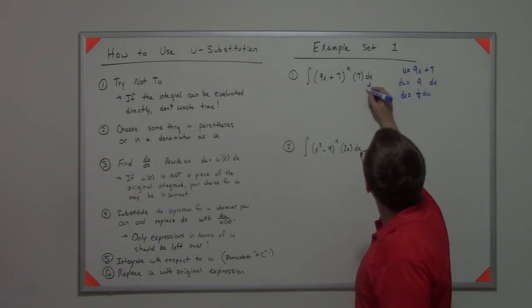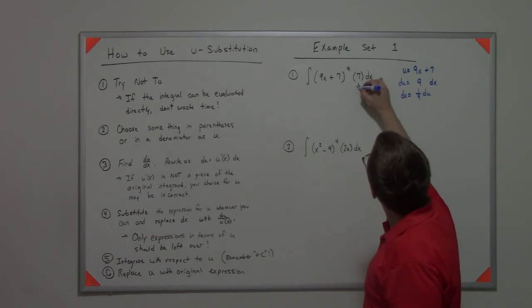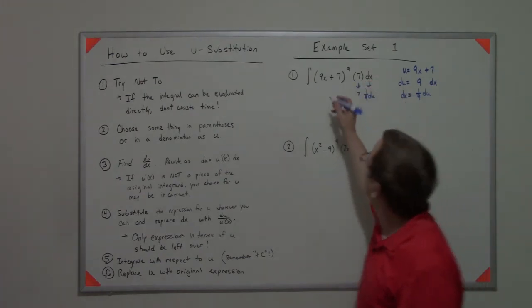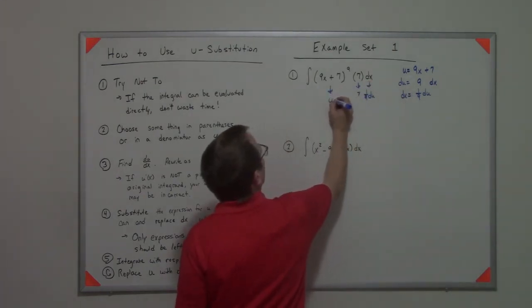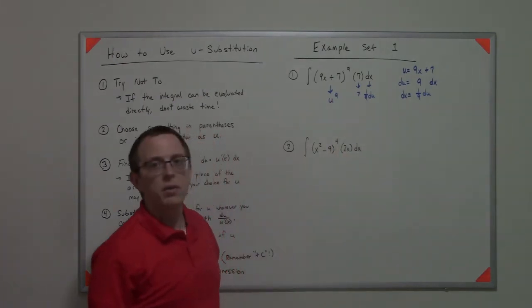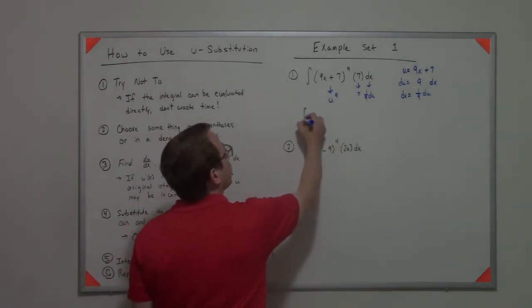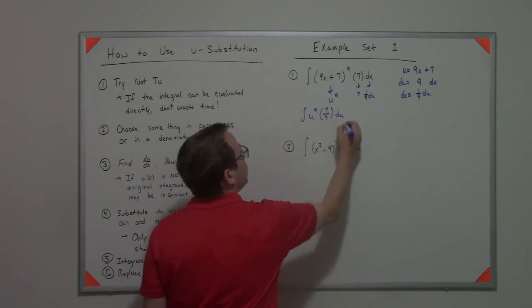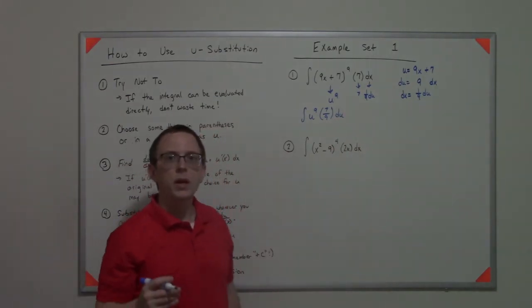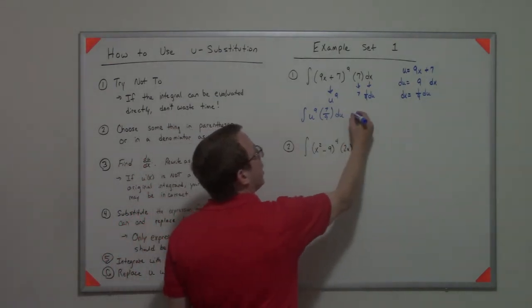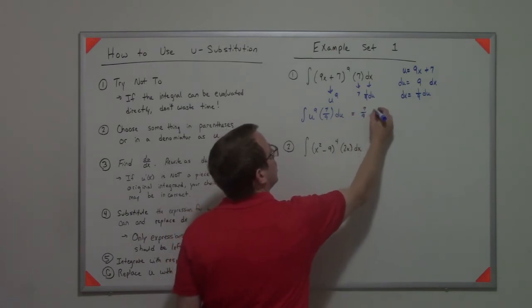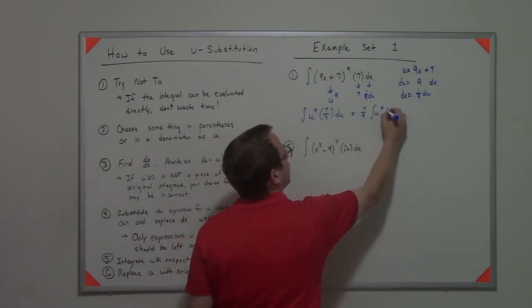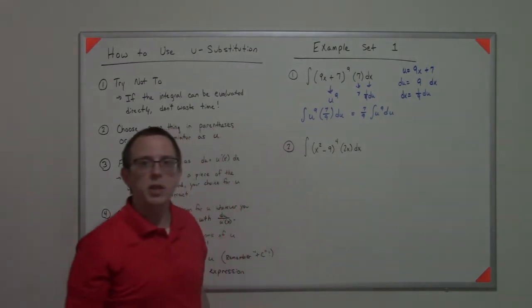So this becomes 1/9 du. This doesn't go anywhere, it's just a 7. And that becomes a u to the 9th. So my new integral is the integral of u^9 times 7/9 du. At this point, I can pull the 7/9 out. And now I have something that's directly integrable.